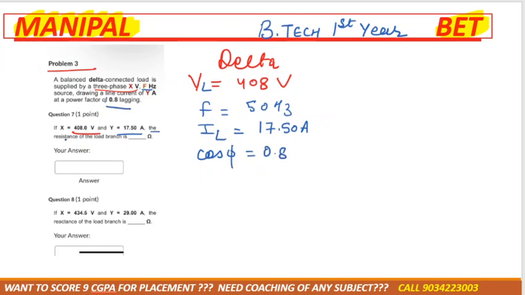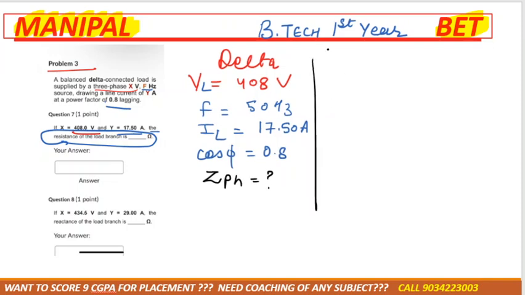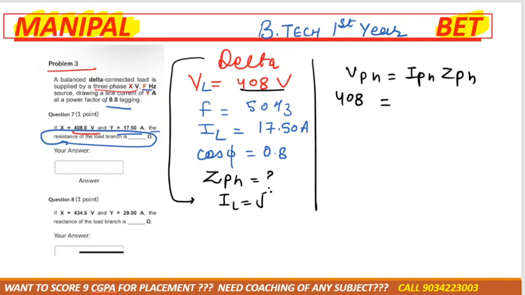So what you need to calculate is the resistance of the load branches. Basically, if they ask you the resistance, then you need to calculate impedance, that is ZPH, right? In delta connection, voltage is same and current is different. So we'll have one formula, that is VPH is equal to IPH multiplied by ZPH. VPH is same, that is 408 volt. IPH is different. What is the relationship of current in delta? That is IL is equal to root 3 of IPH. So IPH is how much? IL by root 3. We can get ZPH, right?